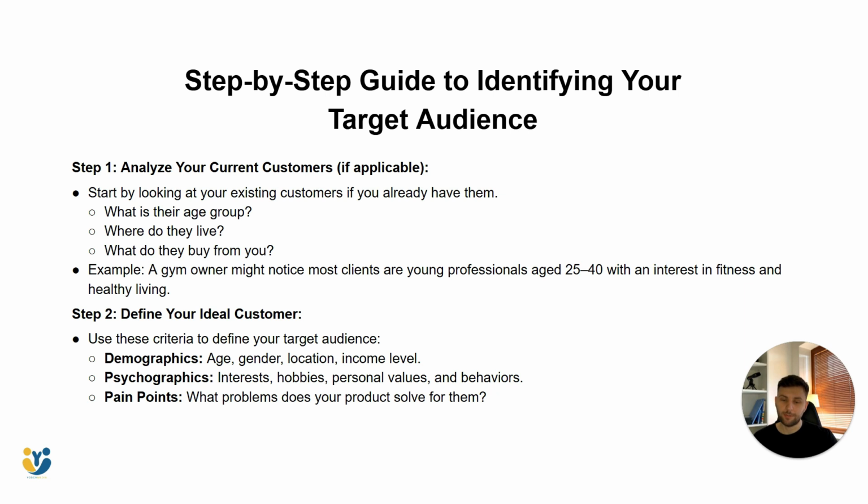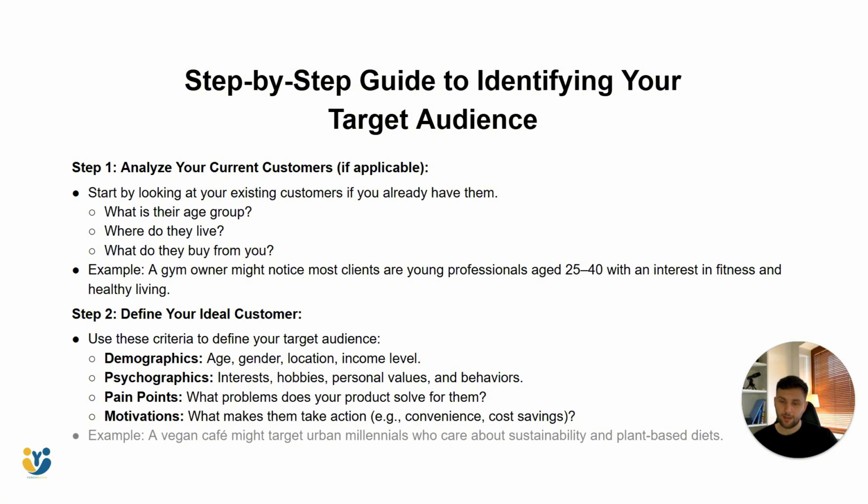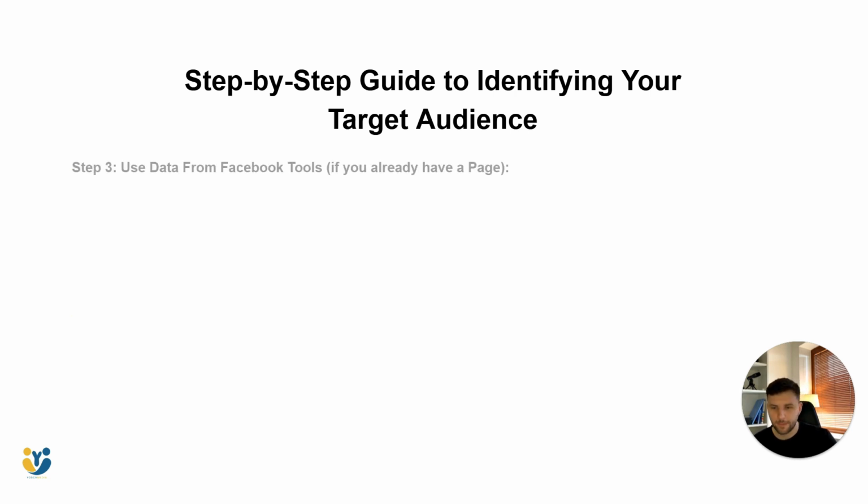Pain points, what problems does your product solve for them? Motivations, what makes them take action? So is this convenience, cost savings? Like you need to figure that out, right? So, for example, a vegan cafe might target urban millennials who care about sustainability and plant-based diets, right? You don't want to promote a vegan cafe to people who eat meat, right? Or vice versa. Very simple, right?